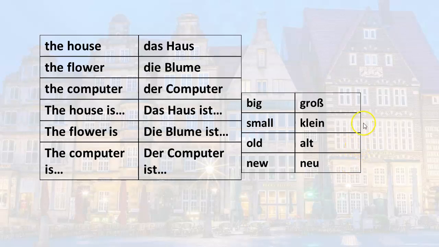The flower is big. Die Blume ist groß. The flower is small. Die Blume ist klein. The flower is old. Die Blume ist alt. The flower is new. Die Blume ist neu. The computer, der Computer. The computer is big. Der Computer ist groß. The computer is small. Der Computer ist klein. The computer is old. Der Computer ist alt. The computer is new. Der Computer ist neu.